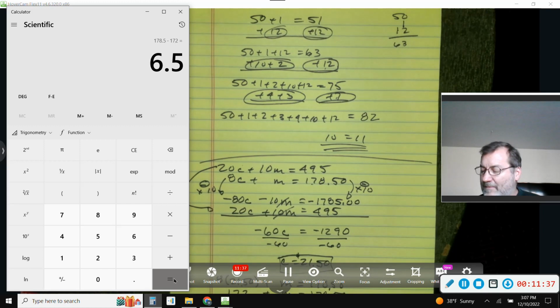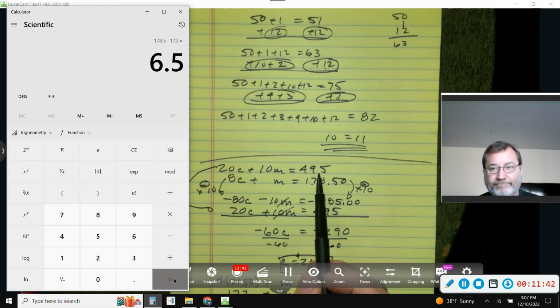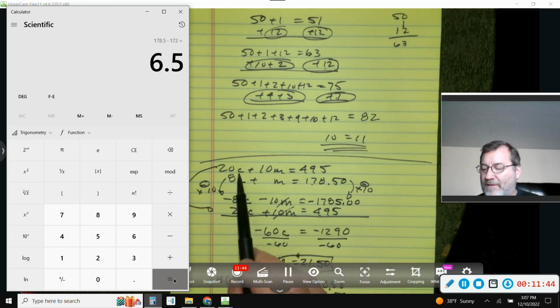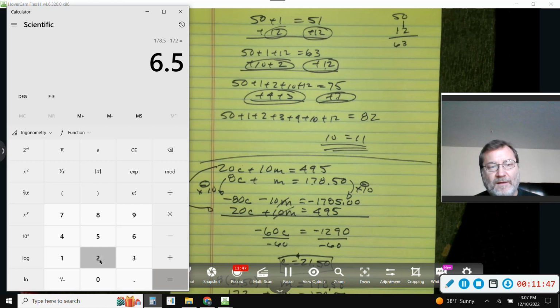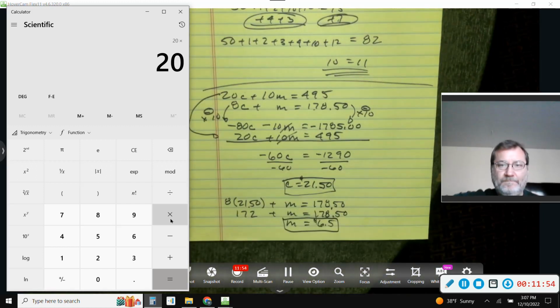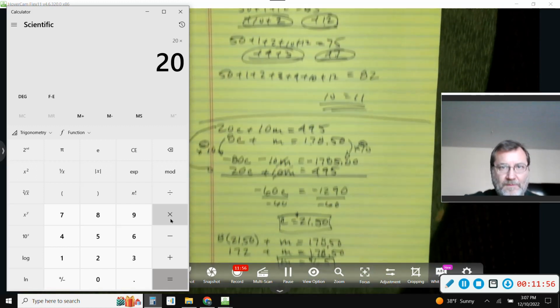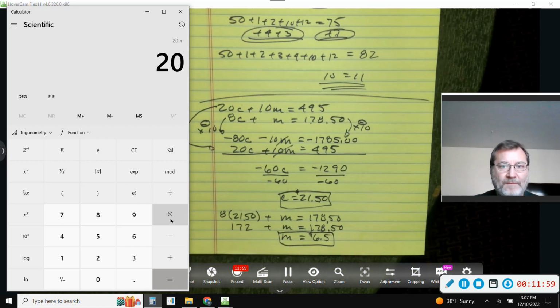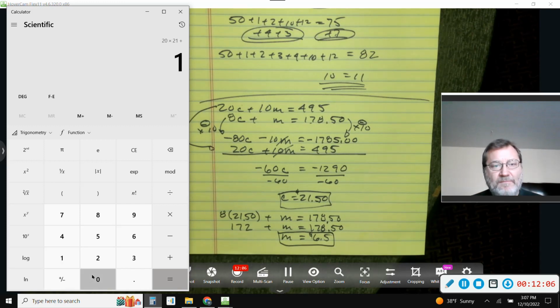And I used elimination. What I like to do is go to the very top here and check my work. So let's substitute in there. I'm going to take 20 times 21.50, and then I'm going to add to that 10 times 6.5.